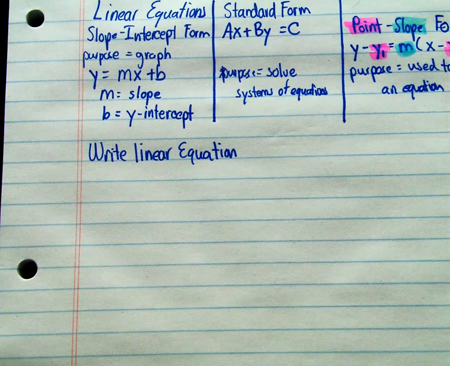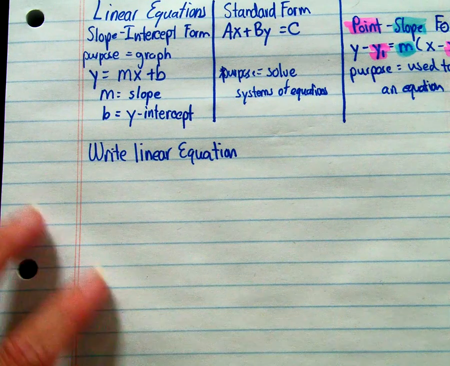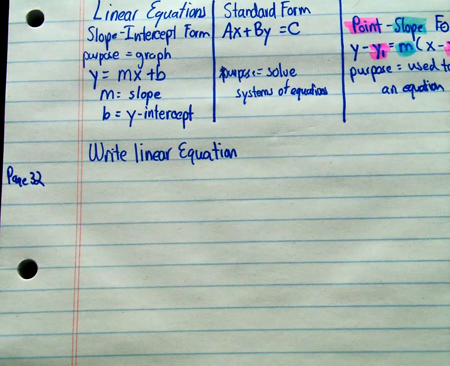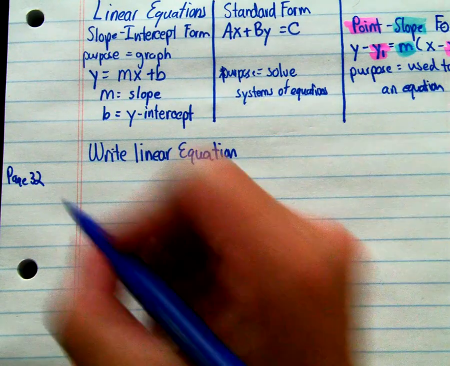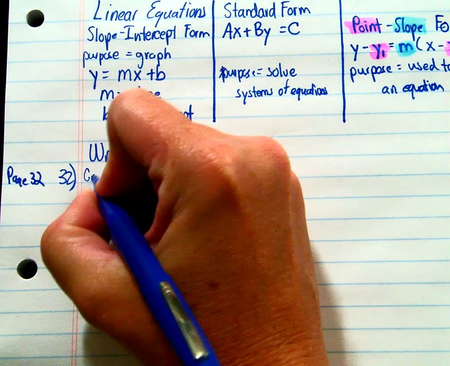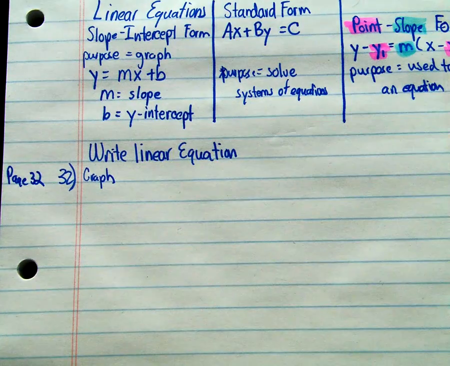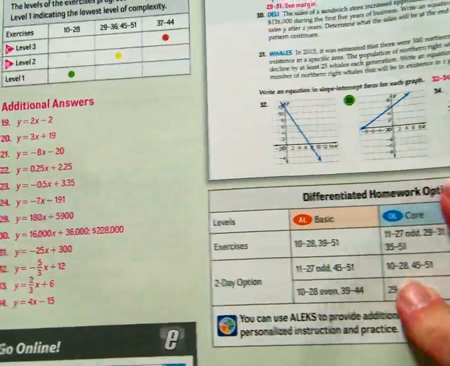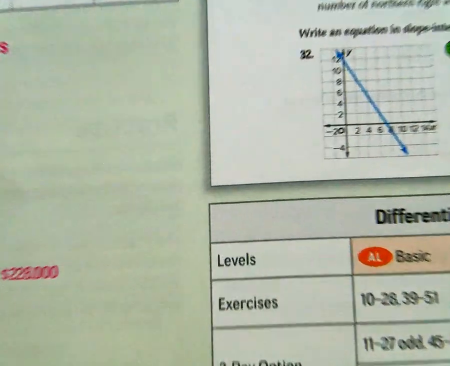All right, open your book to page 32. We're going to start on page 32 together because we've got to look at a graph. That's why we're there. On page 32, we're going to look at problem number 32. Okay, so I'm looking at a graph, and I want to write a linear equation based on that graph.